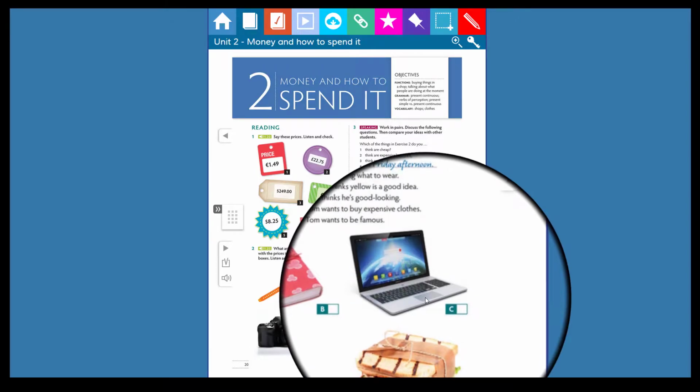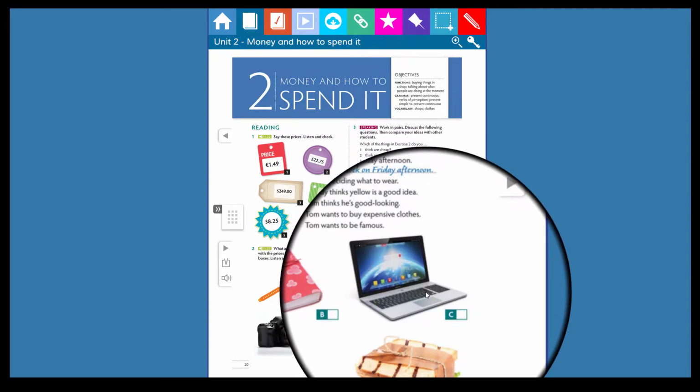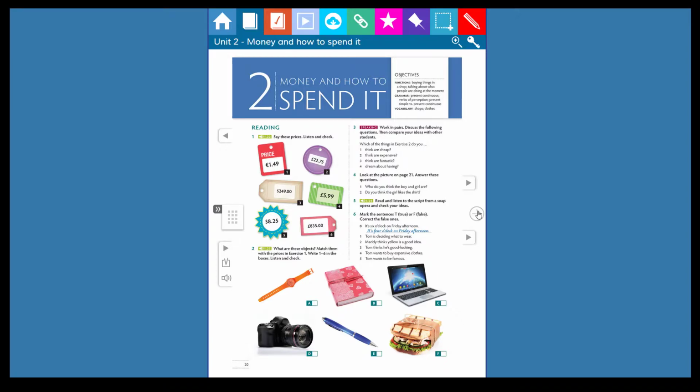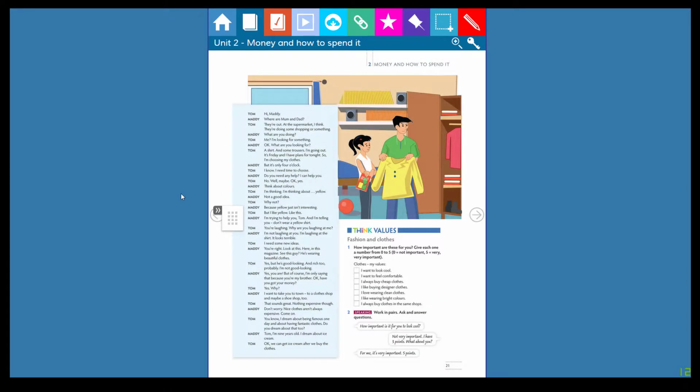Okay, so now I need that you please open your student books on page number 29. Page 29. We're going to read a dialogue of a soap opera. Do you know the meaning of soap opera? Teleserie. This is a teleserie, okay? A dialogue of a soap opera. So let's start with the reading.